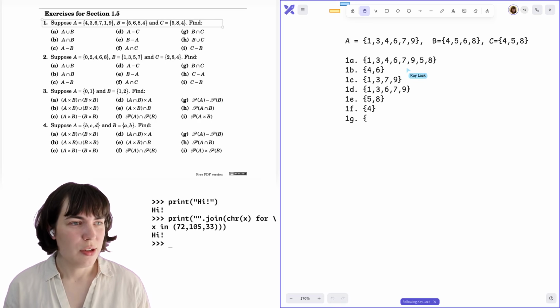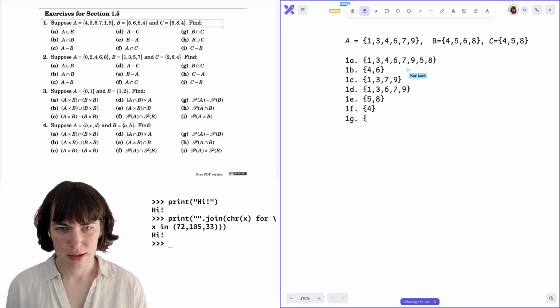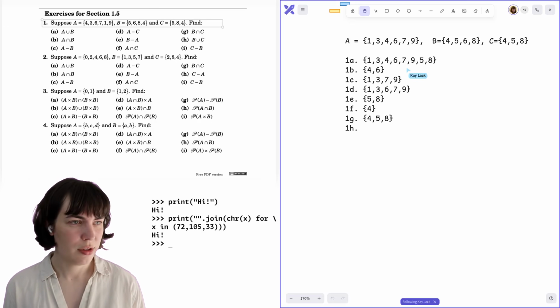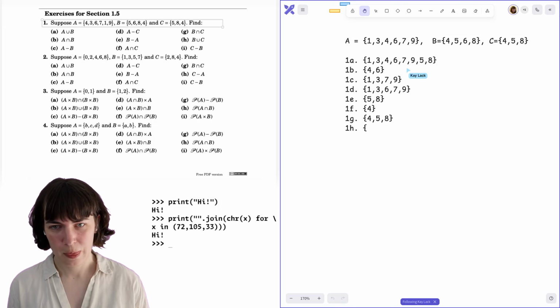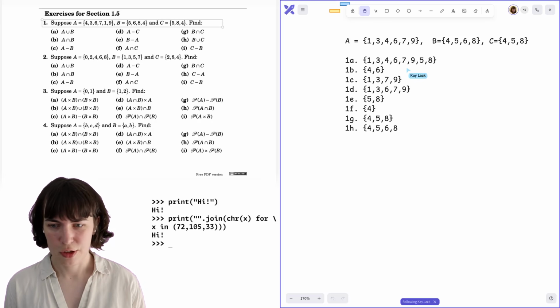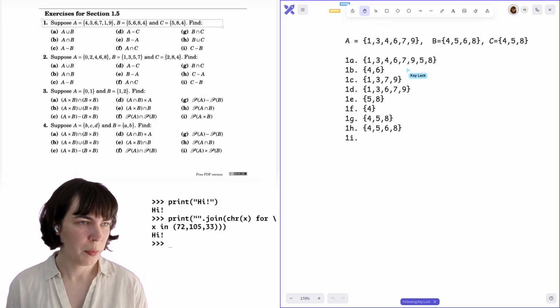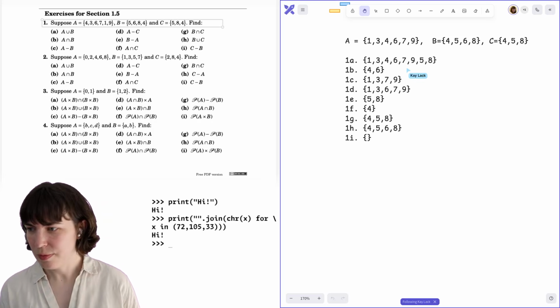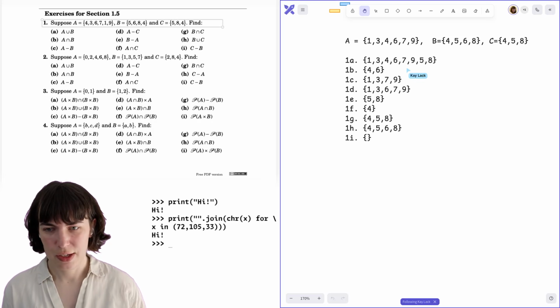1G, B intersection C, so we can go 4, 5 and 8, that's right. And then 1H, B union C, 4, 5, 6, 8, just that. 1I, C with everything that's in C that is not in B. So we can't have 4, we can't have 5, and we can't have 8, so it's the empty set. Okay, that's number 1.